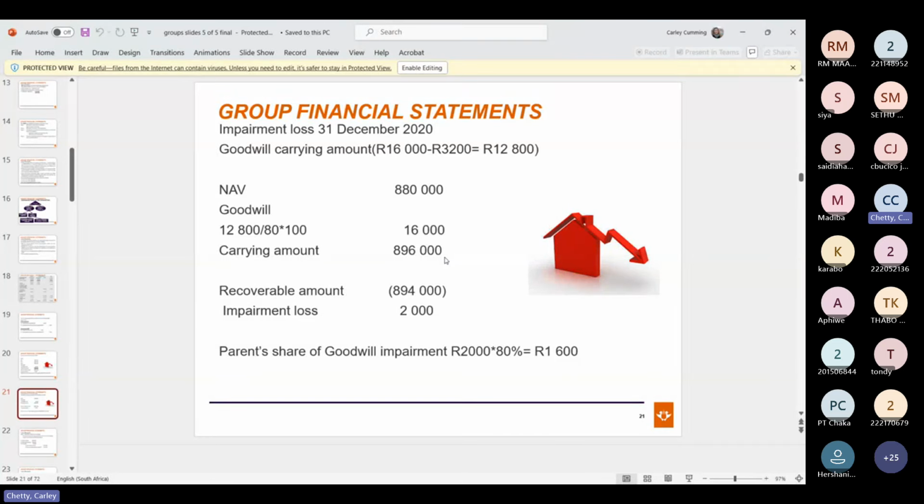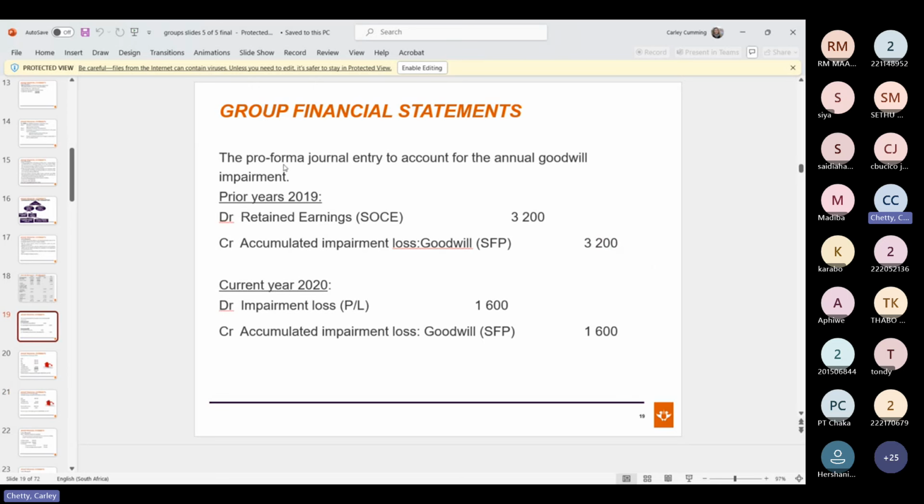So they told us in the scenario the recoverable amount was 894,000. Therefore, the recoverable amount is lower than the carrying amount. So we're going to bring the carrying amount down to the recoverable amount, which means the impairment loss is 2,000 rand. But remember, we need to ask ourselves, what portion does the parent get? So the parent owns 80%. So the parent share of the goodwill is going to be 80%. So we'll say 2,000 rand multiplied by 80%, and this will give us 1,600 rand. So those are the impairments for 2019 and 2020. So we need to now use that information to do the pro forma journal entries.